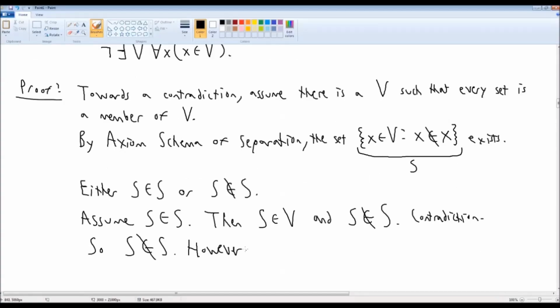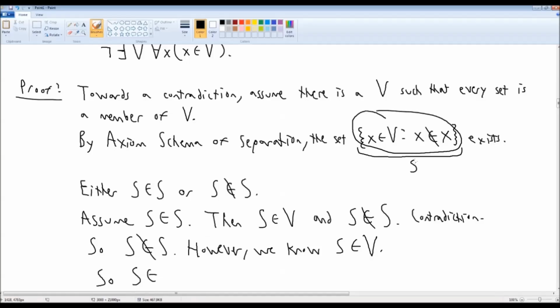However, here's the thing. We know that S has to be a member of V. Why is that? Because we assume that V is a set that contains every other set. So S has to be in V. And here's the problem. If S is in V and S is not a member of S, that means S has to be a member of this set, because this set is the set of things that are in V and are not elements of themselves. If you satisfy those two conditions, you're in the set. If you don't satisfy them, you're not in the set. So S has to be in this set.